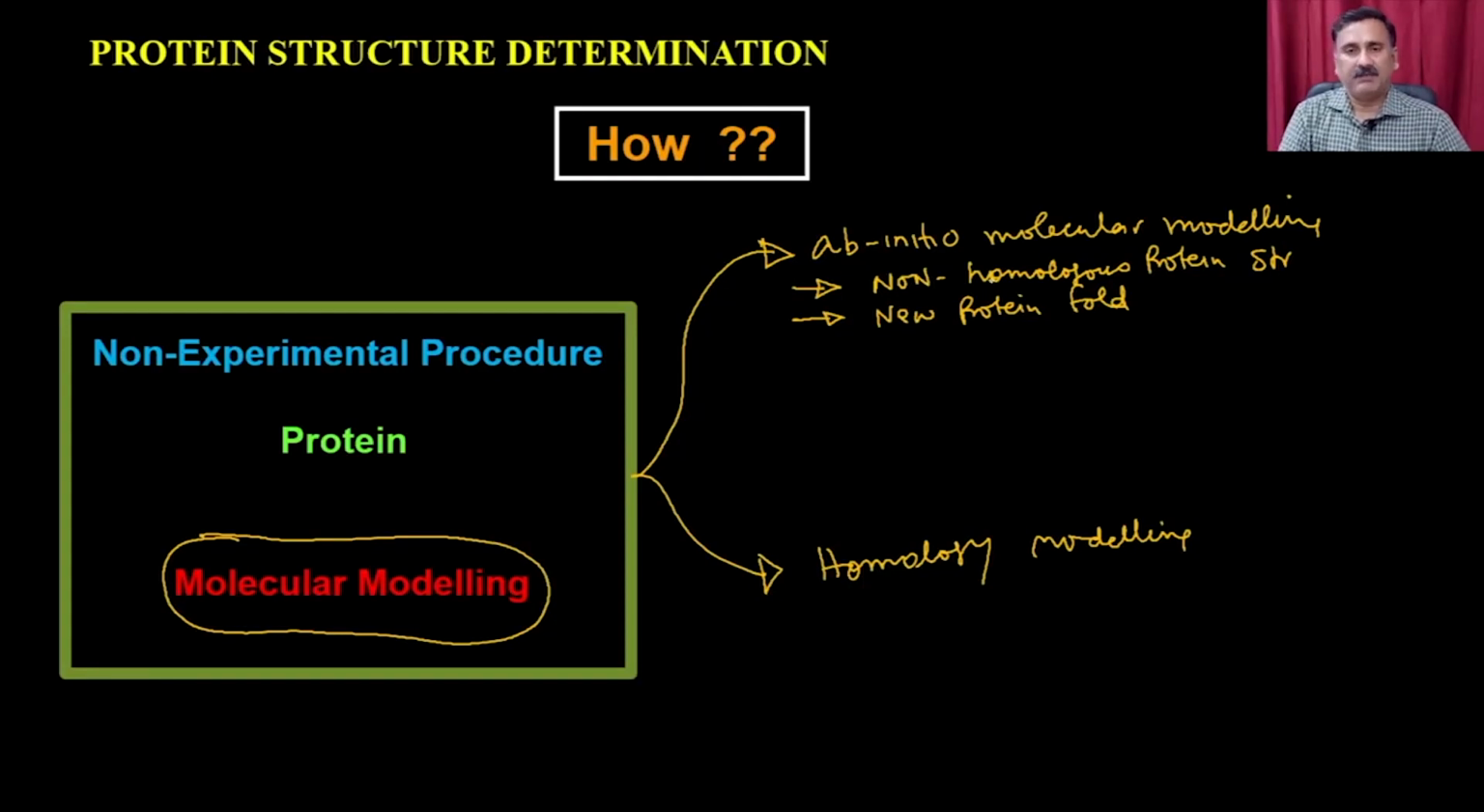What people basically do when they do the ab initio molecular modeling is they use the help of protein folding.